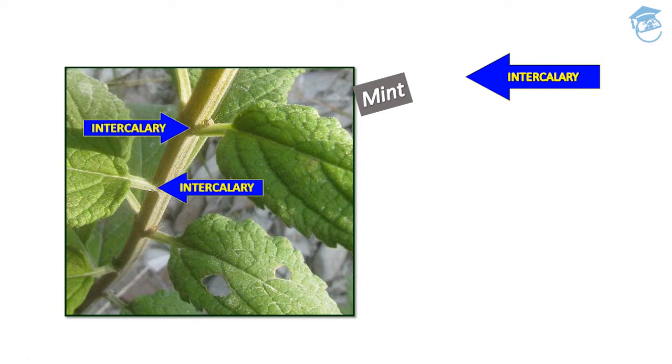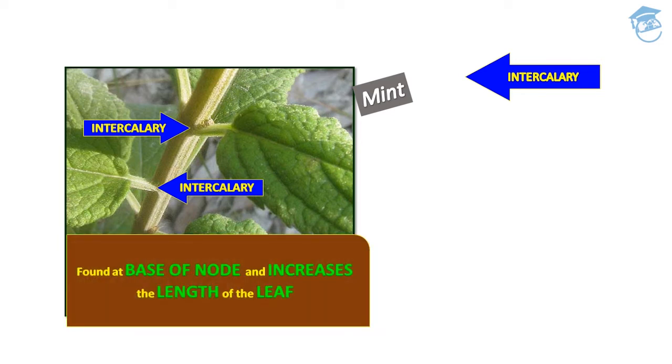So this is the intercalary meristem that helps in providing longitudinal growth to the plant body, and it is found at the base of the node. The node is the area from where the leaf emerges, and it increases the length of the leaf.